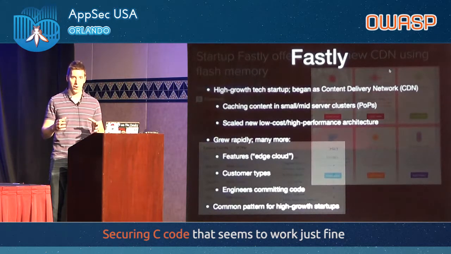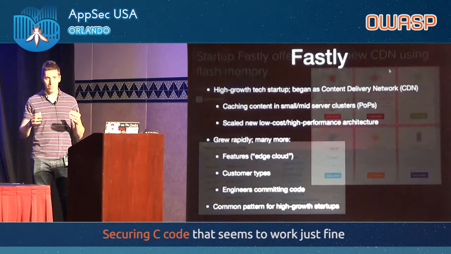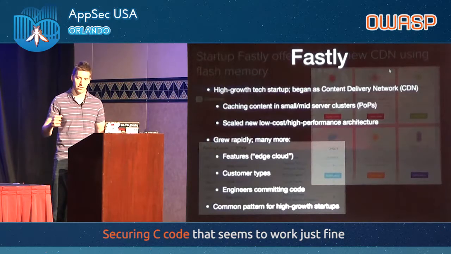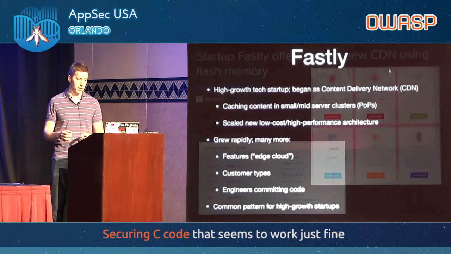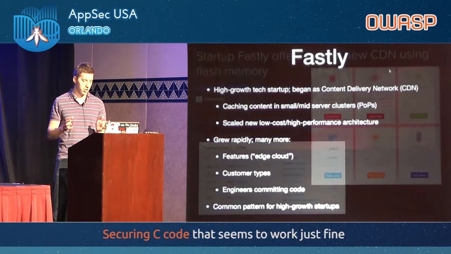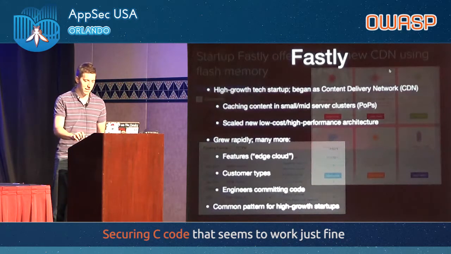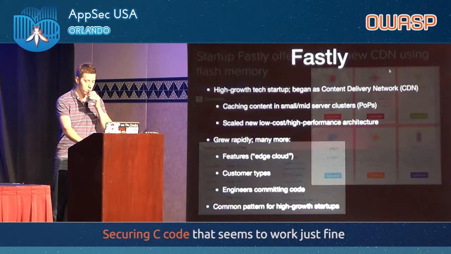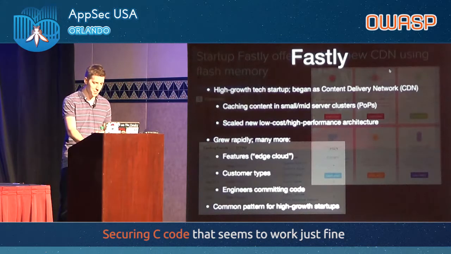So the company started to grow quickly. They were getting customers even faster than they expected. And as the company grew, this is a common story, they started to add more features. At this point, they call it an edge cloud because there are so many features running in these points of presence around the globe. They started to have more types of customers, big customers, small customers, from a lot of different countries. And of course, as the company grew, there are more and more engineers committing code. This is the story of Fastly, but it's a pretty common pattern for high-growth tech startups. I mean, it's a good thing. I'm thankful for it. I have a job, so that's cool.